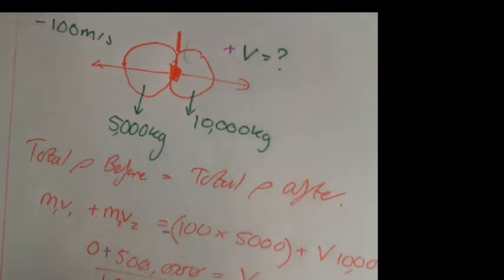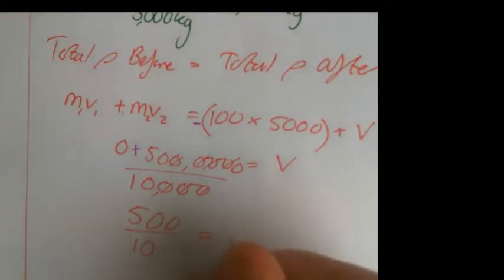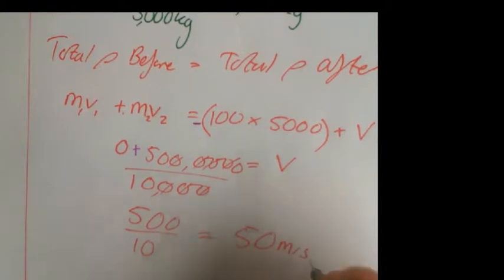divided by 10, which gives me, hang on, I've got all my zeros wrong. 10,000 times by 100 is 1,000,000. So that should have been 5 million there, not 500,000. And I'll show you how I knew I'd got my zeros wrong in a second. Which means that I've got 50 meters per second.